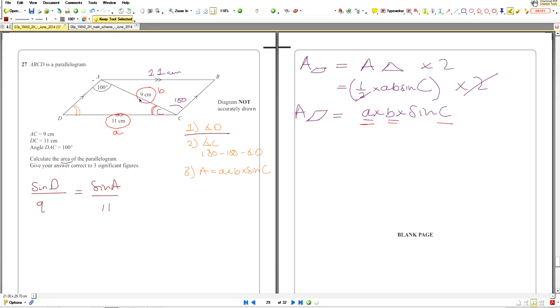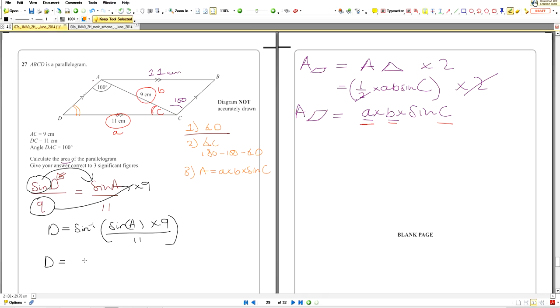An angle and its corresponding side, another angle and its corresponding side, and we want to work out the value of D. So we need to do some small amounts of rearranging here. We've got to work out D, so we multiply by 9 over here, and the opposite of sine is inverse sine. So let's rewrite it now. D is equal to sine to the minus 1 of the sine of A times by 9 divided by 11. And that will give us the value of D.